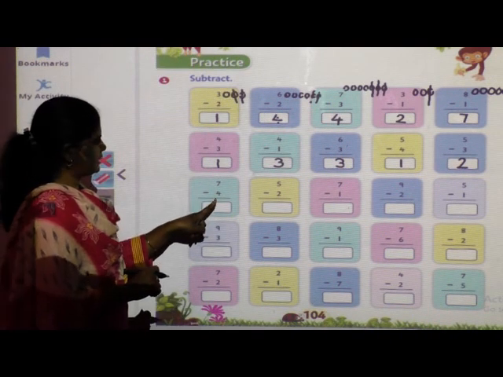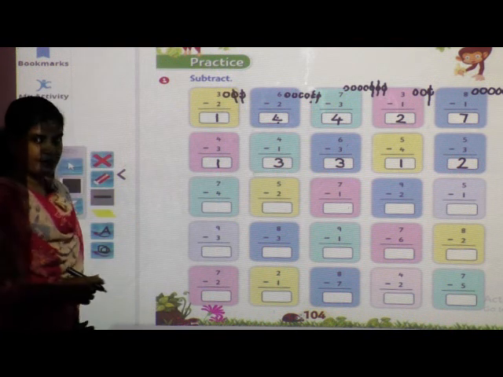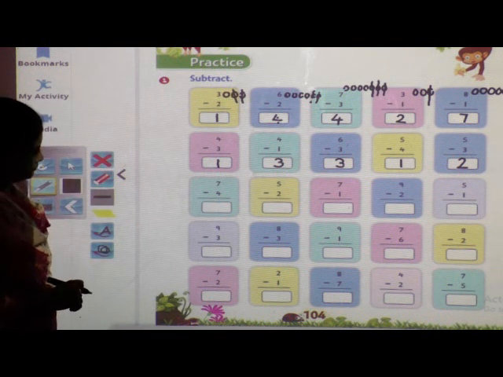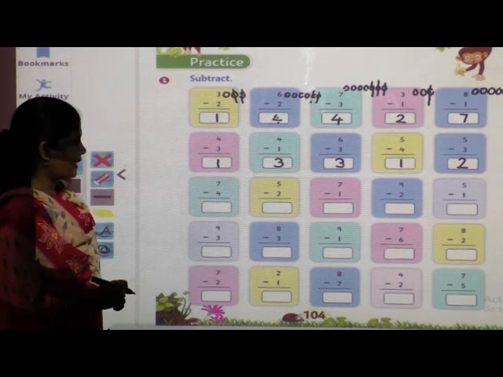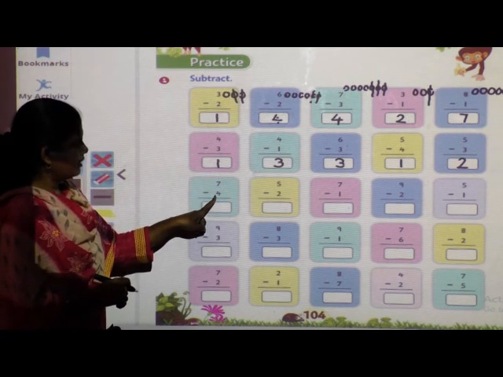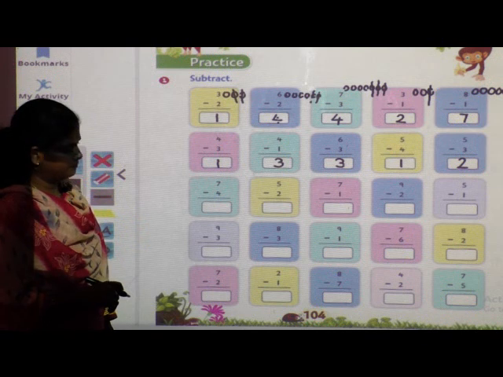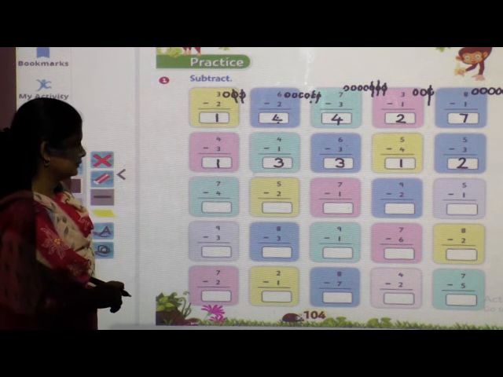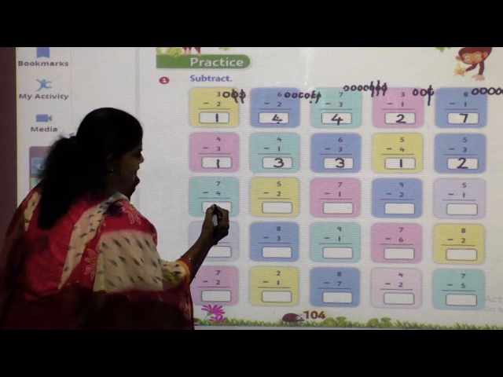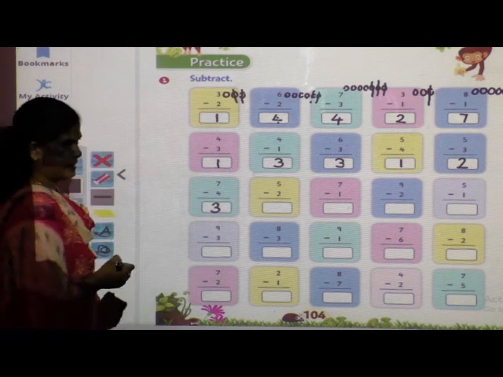Now 7 minus 4. So open your 7 fingers. Yes. After opening 7, close your 4 fingers. After closing 4, how many remain? 5, 6, 7. 3 remain. Yes.